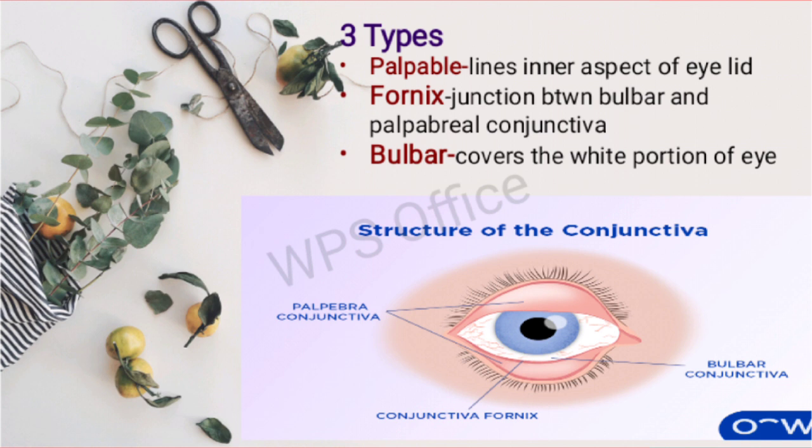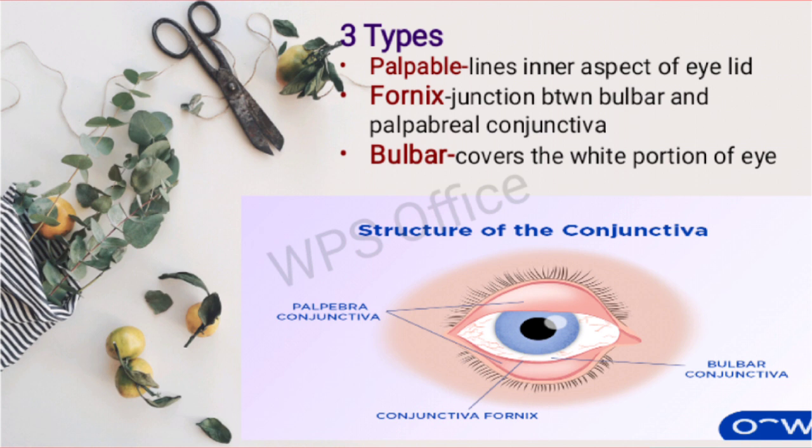Fornix is the second one, that is the junction between the bulbar and palpebral conjunctiva, and the third one is the bulbar conjunctiva, which lines the white portion of the eye. It is very transparent, so we cannot see it in the white portion of the eye. This is clearly represented in this picture.